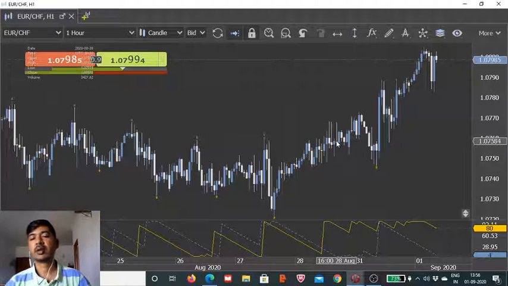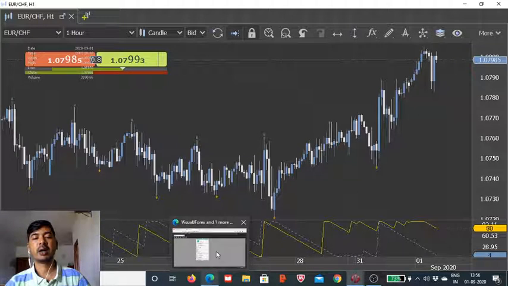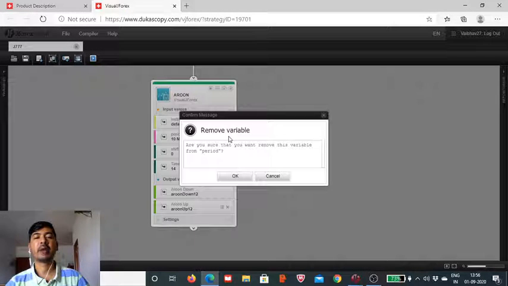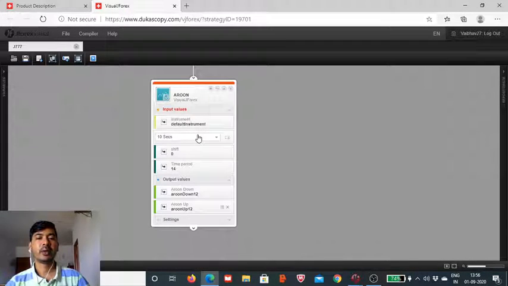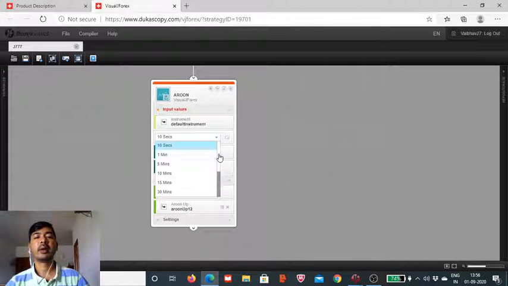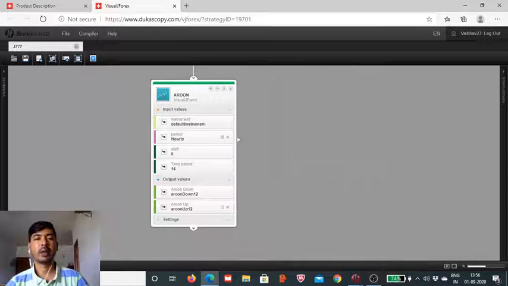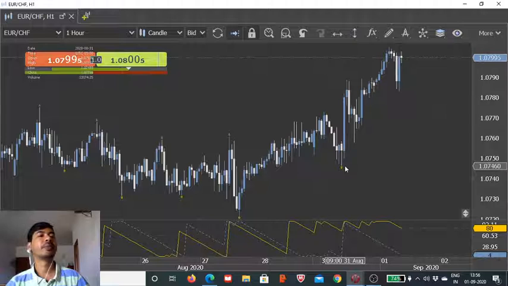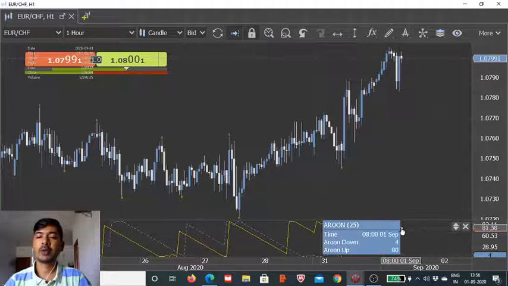So here the chart is being plotted on hourly time frame. So here we also have to change the variable. Now the time period of the candlestick can be anything starting from 10 seconds to a month. So depending on which time frame you want to develop your automated setup, you have to choose the time period accordingly.